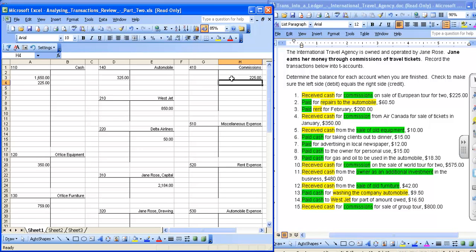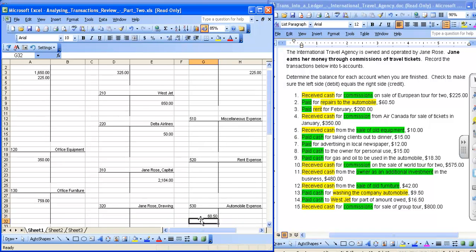Transaction number 2. Paid for repairs to the automobile. So, what are we paying for? We're paying for repairs to the automobile. We have an account here called automobile, but that would be for the purchase of a new automobile. So we're going to use automobile expense, way down at the bottom, $60.50.